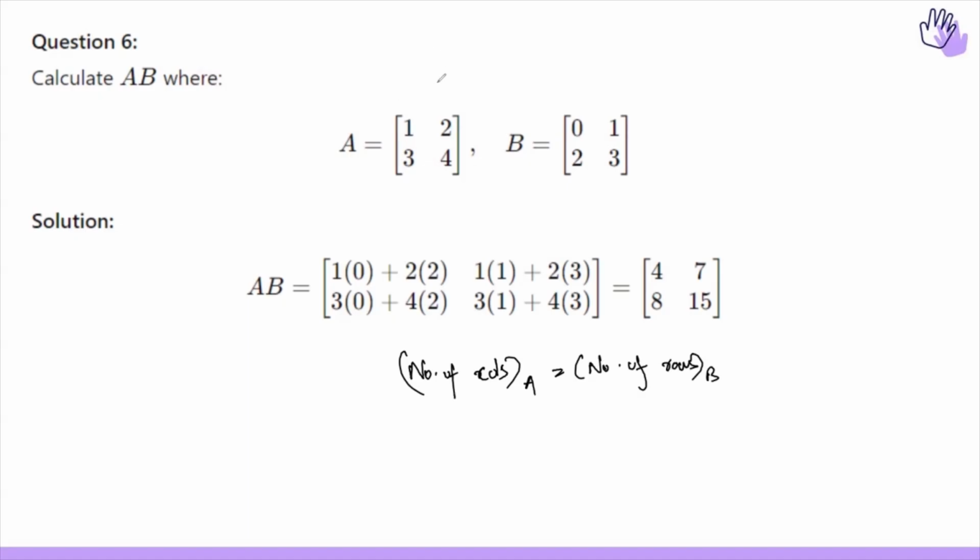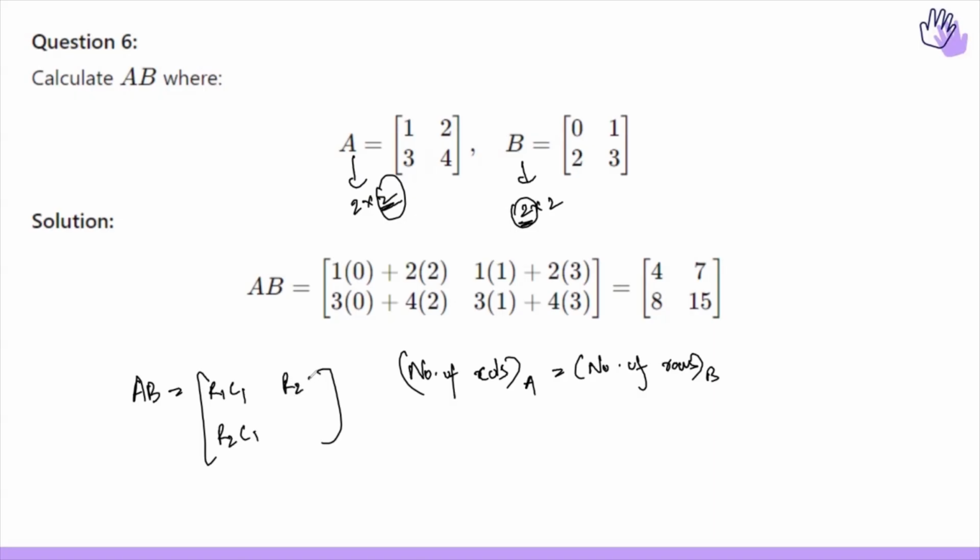In this case you can see A is a 2 by 2 matrix, B is also a 2 by 2 matrix. So the number of columns in A is equal to the number of rows in B. That is fine. Now, how do you calculate AB? In AB you will have R1 C1, R1 C2, R2 C1 and R2 C2.